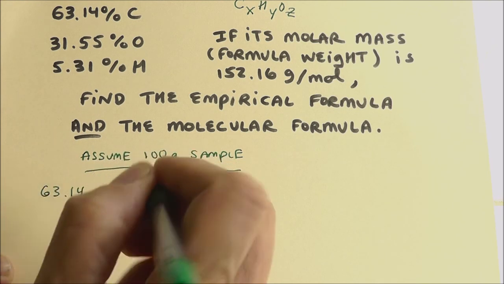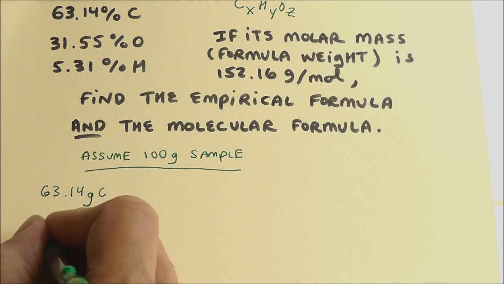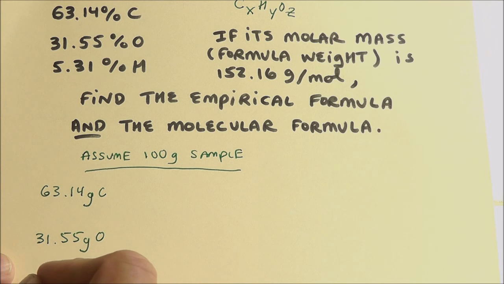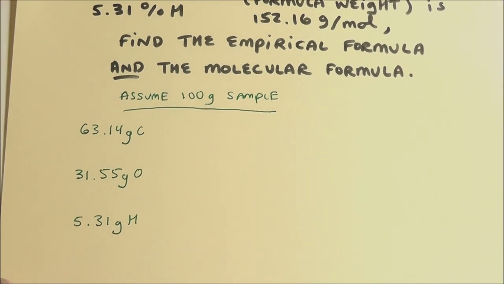63.14 grams of that would be carbon. I'm just taking the percents and making them masses. 31.55 grams oxygen, 5.31 grams hydrogen. Just like before, I would need to convert to the number of moles of each element. So I'm using the atomic mass of each element. I'm going to find out the moles.